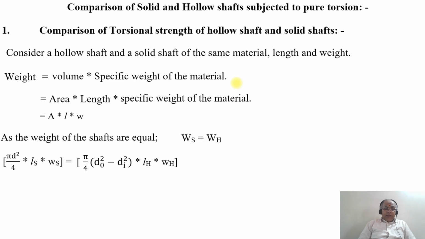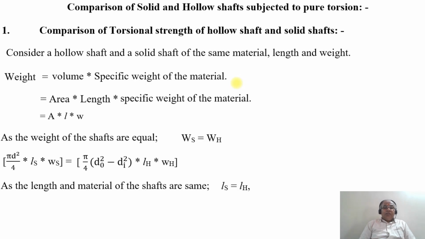Since the length and the material of the shafts are the same, Ls will be equal to LH and also ws will be equal to wH. So Ls and LH, ws and wH get cancelled, and pi by 4 and pi by 4 also get cancelled. Therefore, d square will be equal to d naught square minus di square.